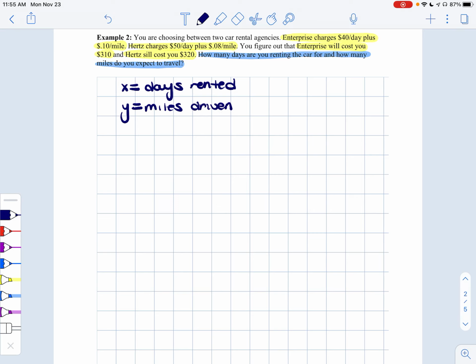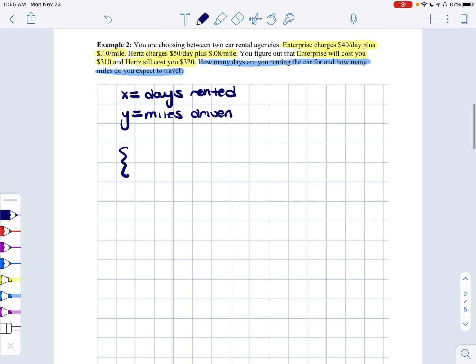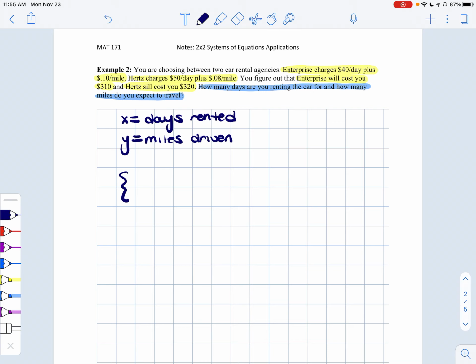Okay, focus in on that question to help define your variables. All right, now we need to build our system. Okay, so to go along with our two variables, we need two equations. Now the two different things that we're looking at this time are the two different car rental agencies. We have Enterprise and Hertz. So each of our equations is going to be for those two different car rental agencies.